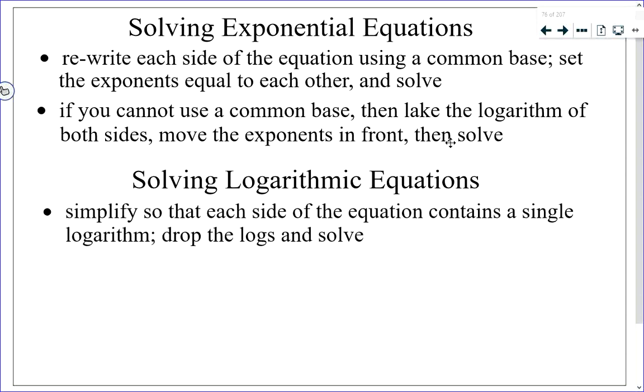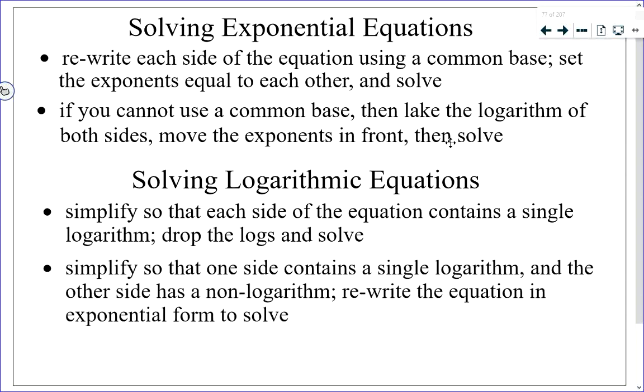There's 2 basic strategies. There can be more, but if you can arrange it so that each side contains a single logarithm that's the same base logarithm, then you can do the same strategy that you did with an exponential equation with the same base. Namely, if you have log base b of a thing equals log base b of another thing, those two things have to be equal. On the other hand, maybe you have a logarithm equals a non-logarithm, in which case you rewrite that logarithm in exponential form to solve it.